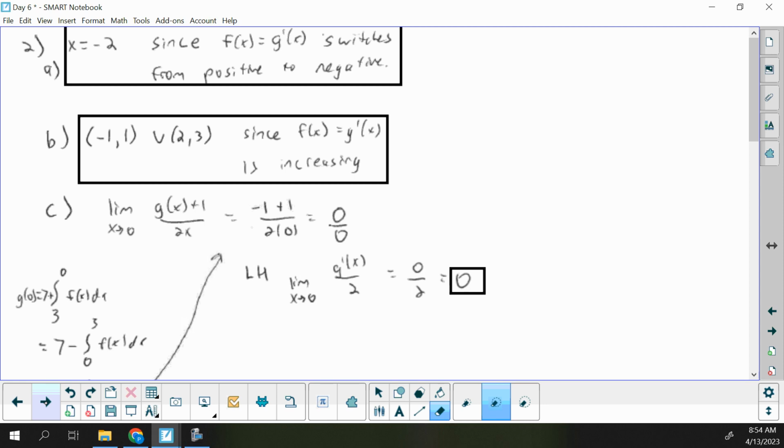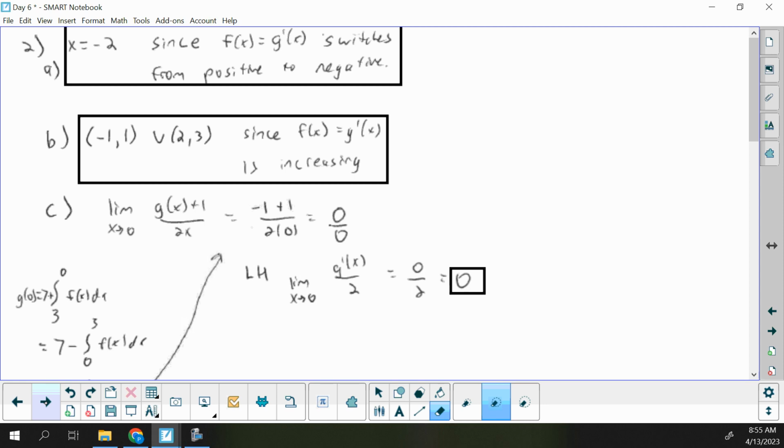Concave up, we would want g's second derivative to be positive. So that means we need f to have a positive slope. So that would be on the intervals -1 to 1 and 2 to 3. So you can either say because f or g prime is increasing, or you could say because g double prime, or in other words, f prime would be positive. Either of those explanations is fine.